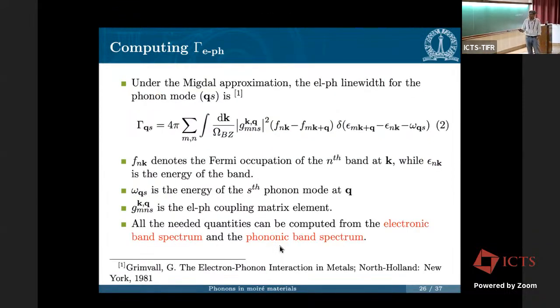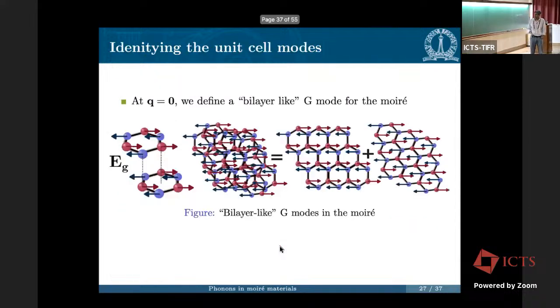Once we have that, we are going to calculate the line width by just using the very standard Migdal line width formula under the Migdal approximation, and all the objects that we need for this entire calculation just come from the electronic band structure or from the phononic band structure. So with this, we are set, and we can actually calculate the line widths, and we can see whether it makes any sense. So again, we still need to define the Q like the G mode, which we define in exactly the same way as we did for the WSe2, namely that we just take the eigenmodes for the unit cell and we just impose it on both the layers.